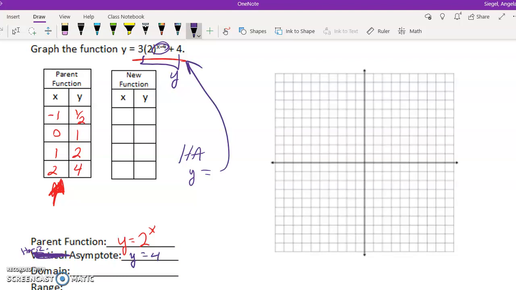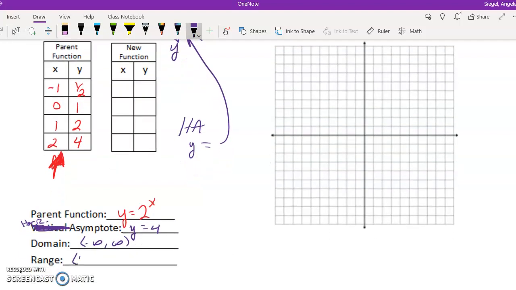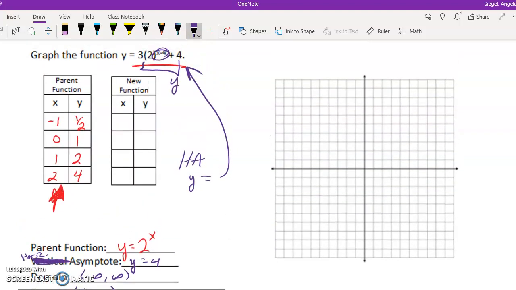So y equals 4. The domain, don't forget, the domain was not restricted. It was the range that was restricted. So everything is completely opposite.